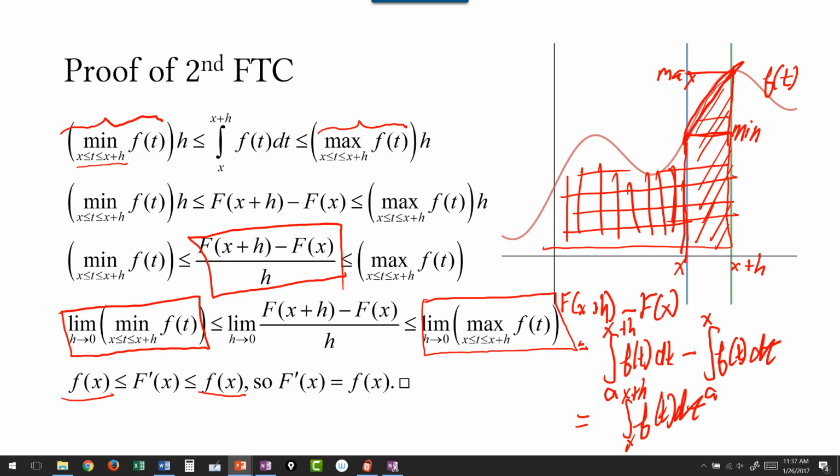Stuck in the middle is our limit as h goes to 0 of the difference quotient. And that is the definition of the derivative of capital F. So our work has shown that capital F prime is stuck between little f of x and little f of x, and the only way that can happen is if capital F prime is in fact equal to little f of x. And that completes the proof.